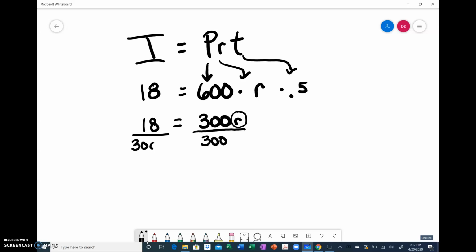This is why it's so important that you understood the algebra chapter that we did, because it really applies to almost all of math that you will do from now on. 18 divided by 300 is 0.06 equals R. The question says, what's the interest rate? So I need to turn it back into a percentage by moving the decimal point 2 places to the right. It was a 6% interest rate that your CD had.